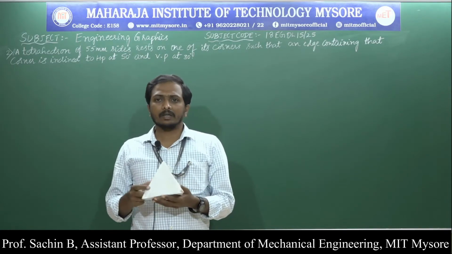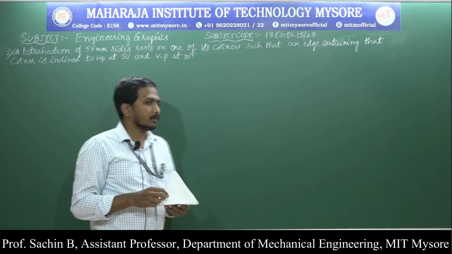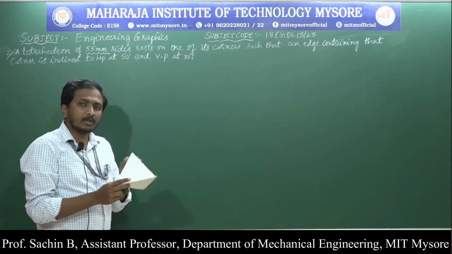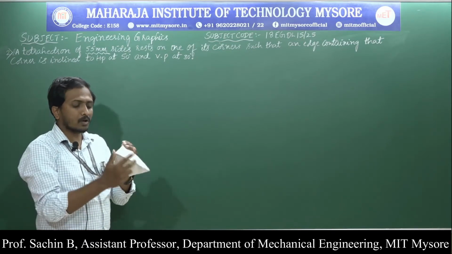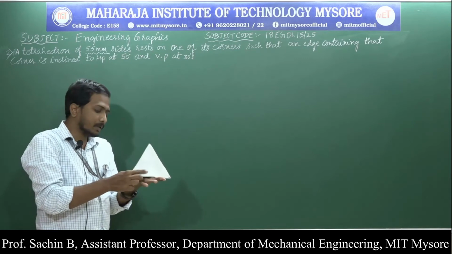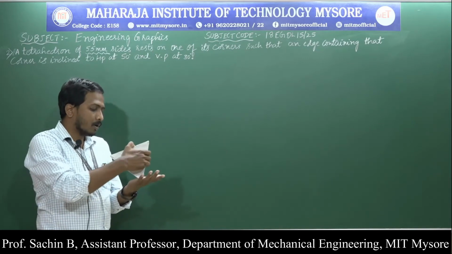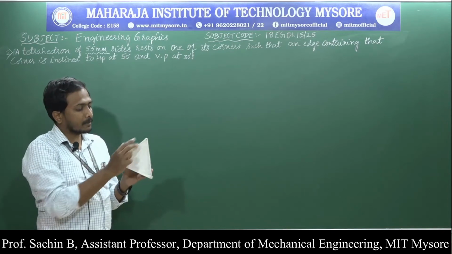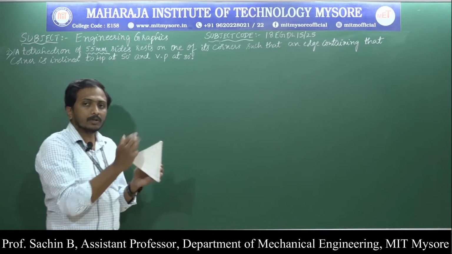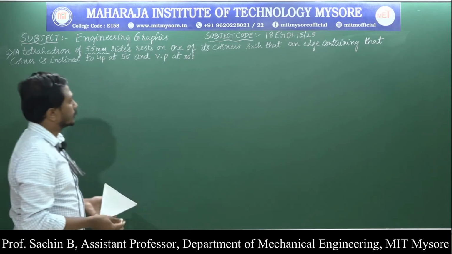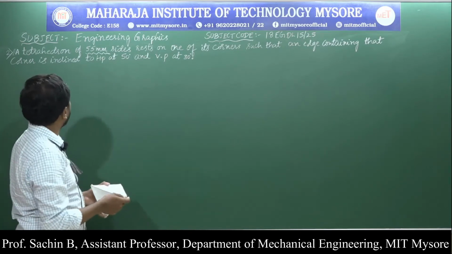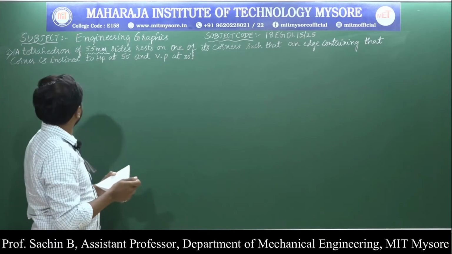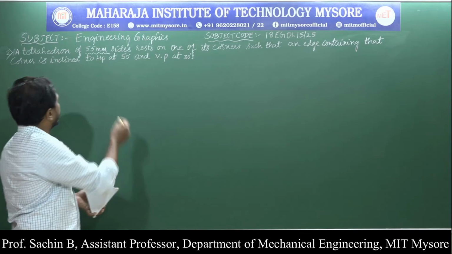Now I will read the problem. The condition given is that it is resting on one of its corners. We have three corners present over here. If I keep the base part, it will rest on this corner or this corner or this corner. I can name the corners A, B, C. It will rest on any of the corners, such that an edge containing that corner, meaning the resting corner edge, is inclined to HP at 50 degrees.